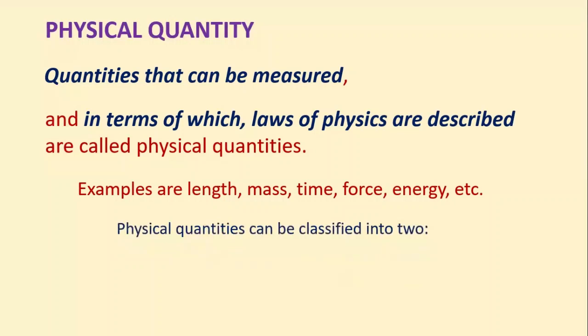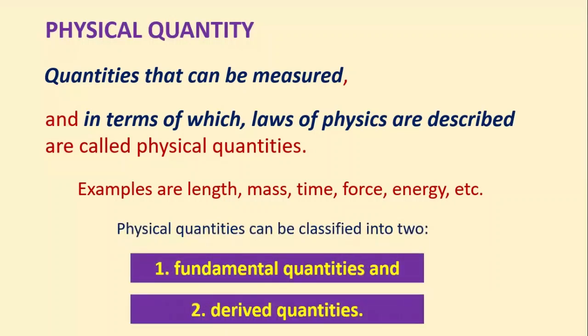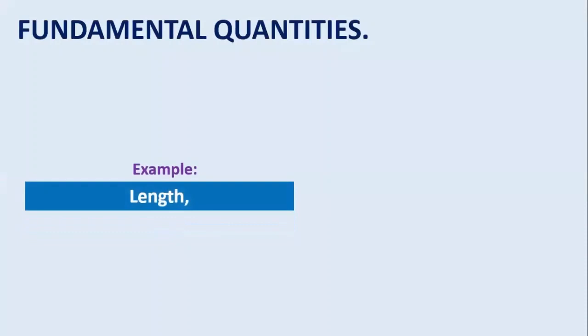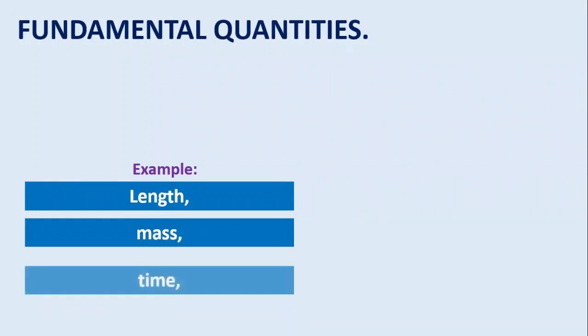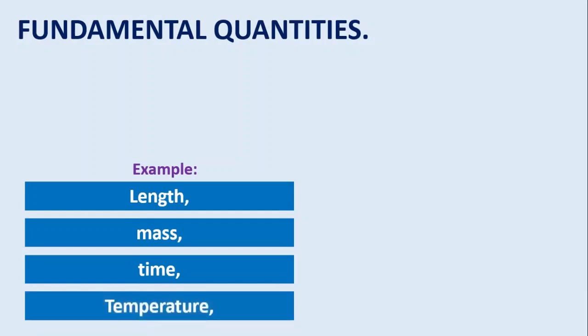Physical quantities are of two types. One is the fundamental quantity. The second one is the derived quantities. Fundamental quantity, for example, length. Length cannot be measured from mass. Mass cannot be measured from length. Time cannot be measured from mass, and it cannot be measured from length. In the same way, one quantity in this section cannot be measured with the help of the rest of the section. Like that, it goes.